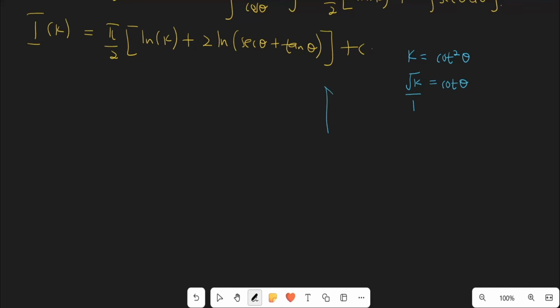We can draw a right triangle, right? So our angle here theta, our right angle is here. Cotangent of theta is adjacent over opposite. So the adjacent is here, which is square root of k, and this is opposite 1.